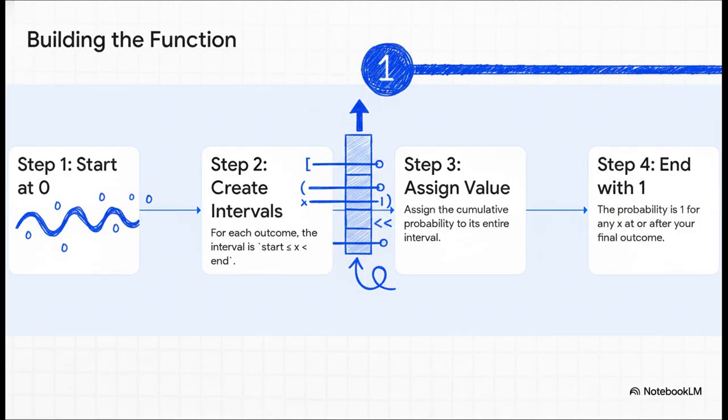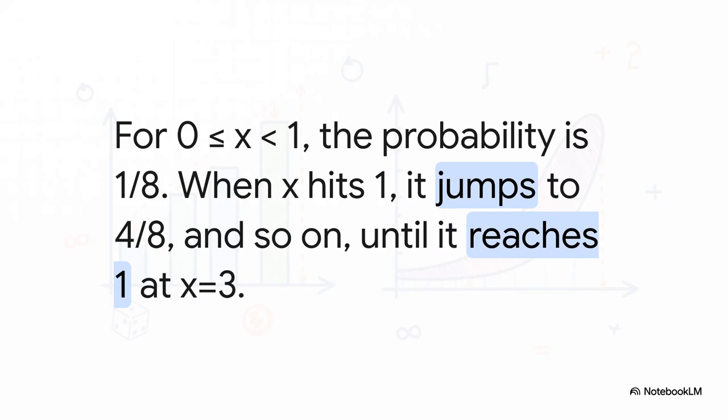So, step 1. For any value of x before our first outcome, which was 0, the cumulative probability is just 0. Nothing's happened yet. Step 2. For each of our outcomes, we make an interval. And the key is that it includes the start value, but goes right up to, but not including, the next one. Step 3, we just assign our running total to that whole interval. And finally, step 4, once you hit your very last outcome, the probability is 1, and it just stays 1 forever after that. And bam, this is what we get.